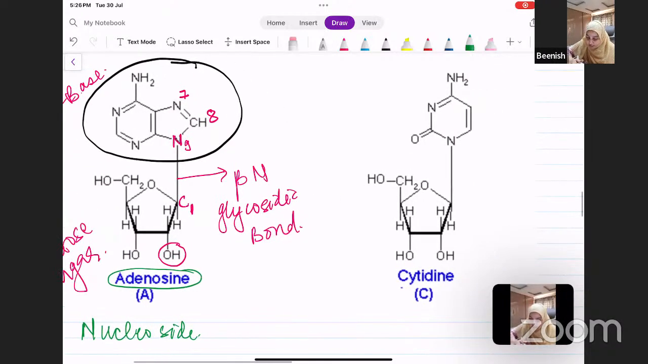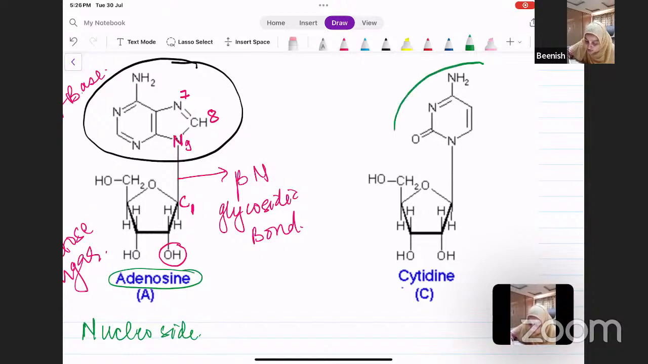Let's take another example. Here, as you can see, this is cytosine. Now this cytosine is again connected to a pentose sugar. To the carbon 1 of the pentose sugar, the nitrogen 1 of cytosine is connected, and cytosine is a pyrimidine. So pyrimidines are connected to your pentose sugar by nitrogen 1, whereas purines are connected to your pentose sugar by nitrogen 9. Remember that.